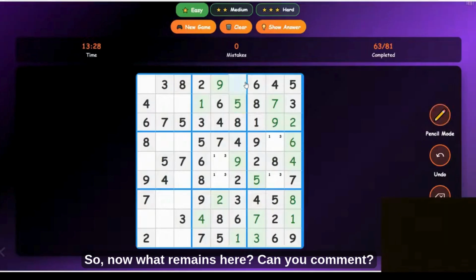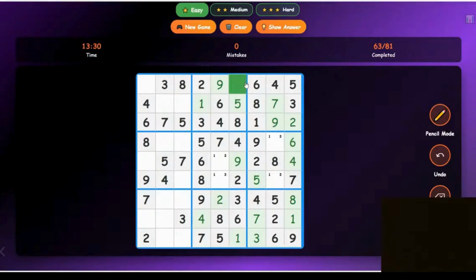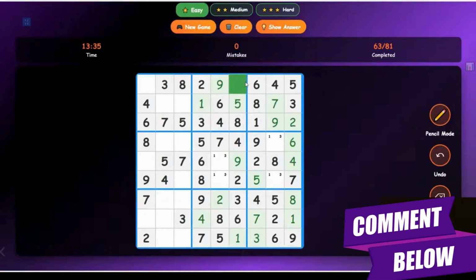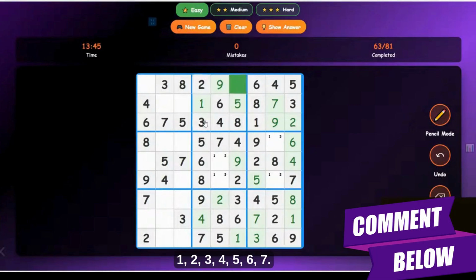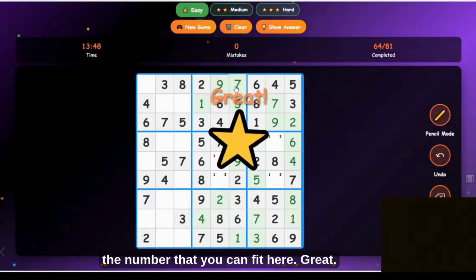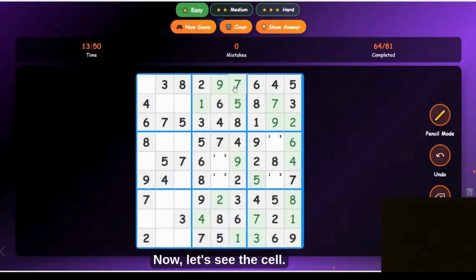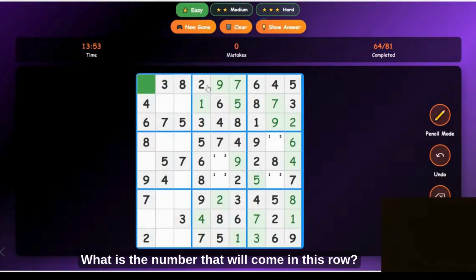So now what remains here? Can you comment? Great. So what's missing here? 1, 2, 3, 4, 5, 6, 7. So 7 is the number that you can fit here. Great. Now let's see this cell. What is the number that will come in this row?